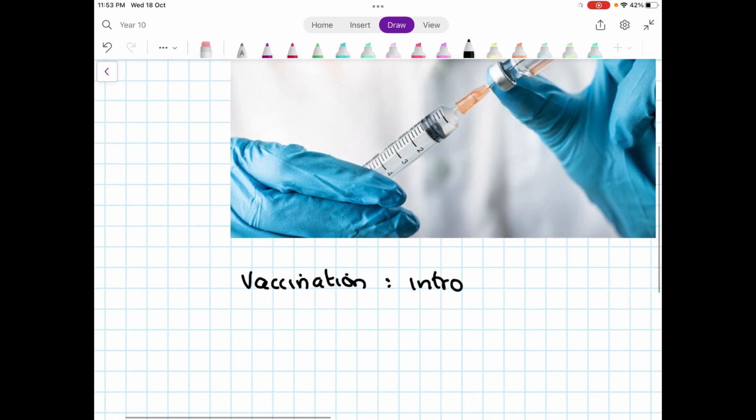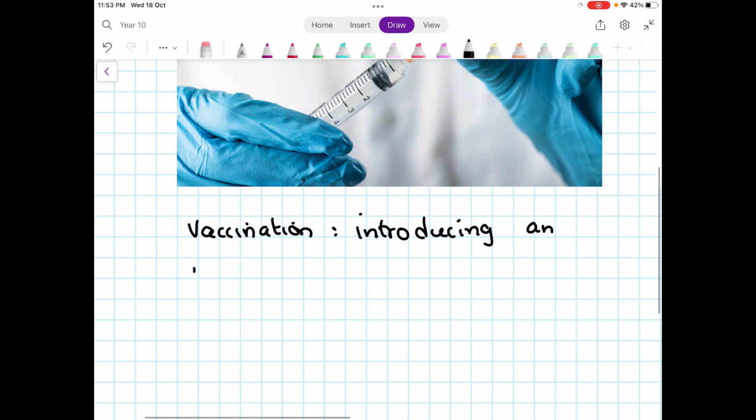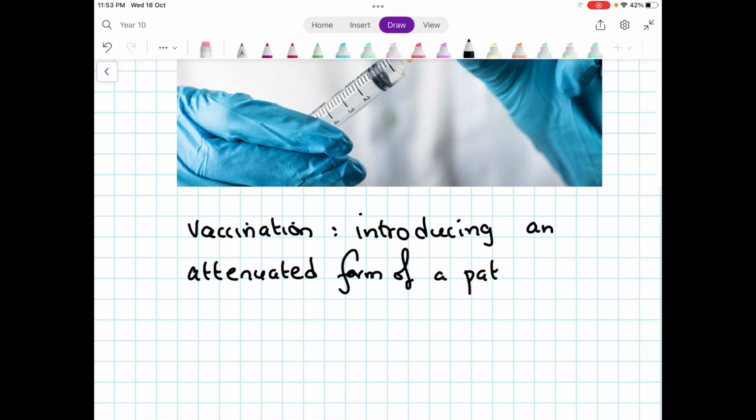Now, vaccination involves introducing an attenuated form of the pathogen into the body to prepare the immune system for a future infection.